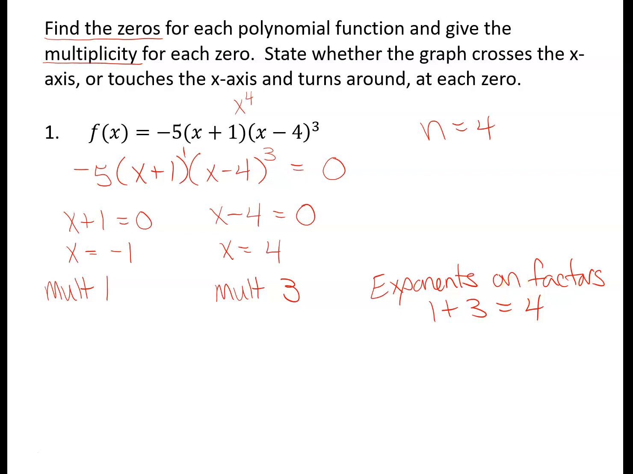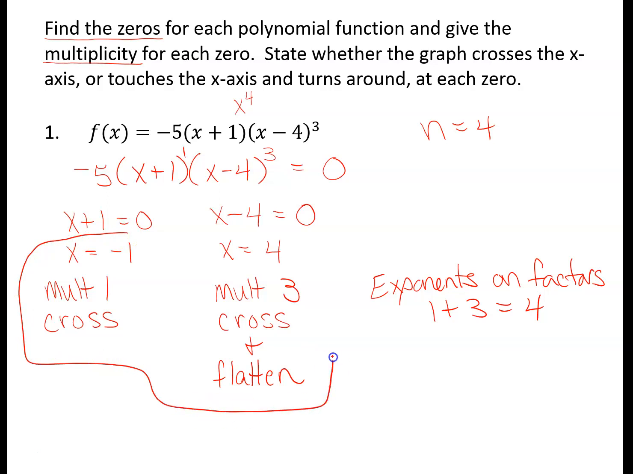Okay, then one more part. State whether the graph crosses or touches the x-axis. When the multiplicity is odd, it will cross. You can just write cross. Now multiplicity 3 is also odd. It's going to cross. And if you want to be a little more specific here, we already looked at the previous slide where it said if it's odd and greater than 1, it will cross and it'll flatten as it crosses. So I'm going to go ahead and add that. So all of this is our answer for number 1.